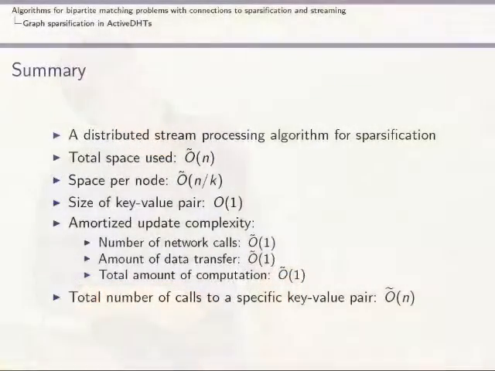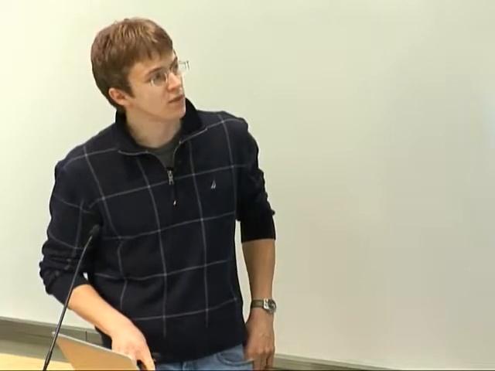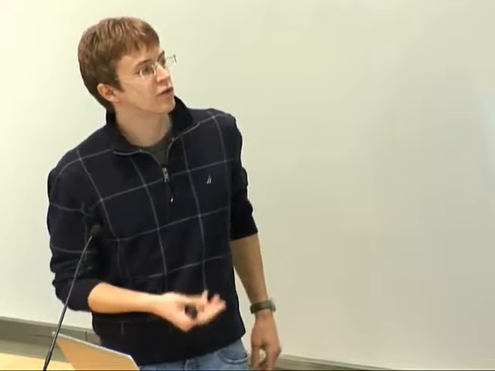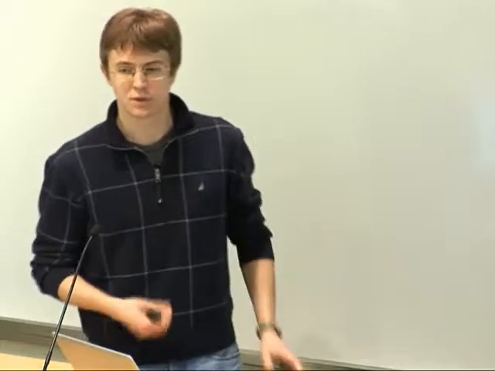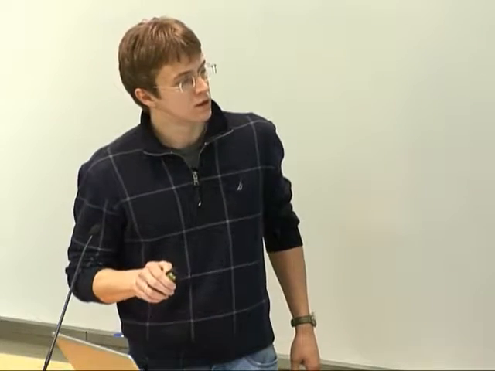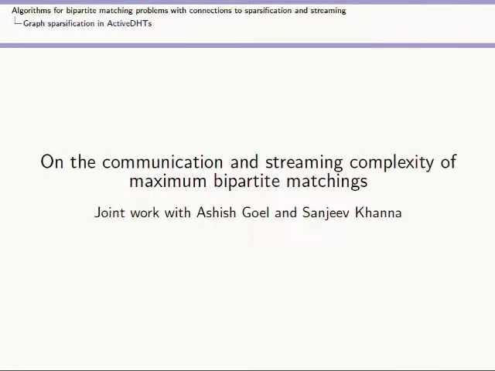Let me just state what we're getting. We get an efficient distributed stream processing algorithm that computes a sparsifier on active DHTs in one pass. It has some favorable space usage properties and good communication and load balancing. I have to skip most of the details here, but I'm happy to chat offline if somebody is interested. Great. Okay.